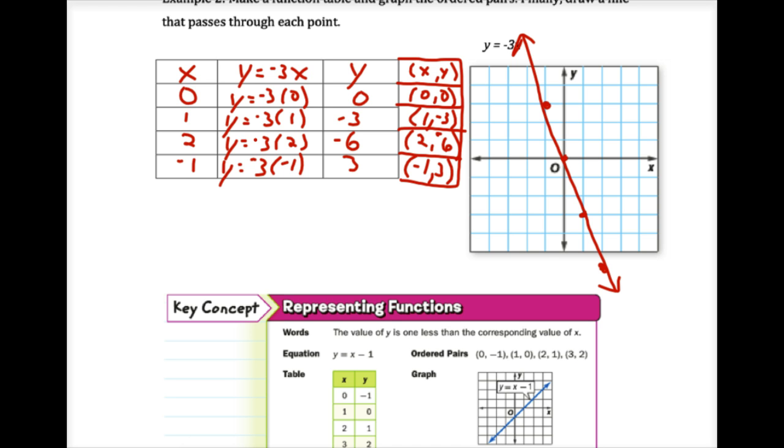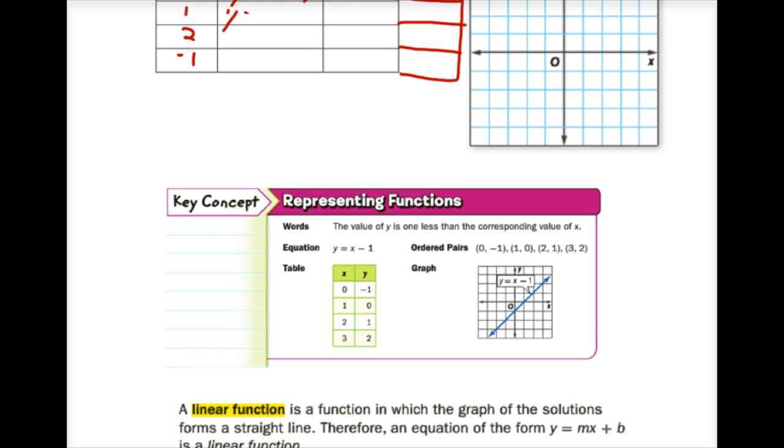3, negative 3. Yeah, negative. Guys, the slope is -3. We already know that. Yay. Okay. The y-intercept is 0. But we're going to do it with a function table today.